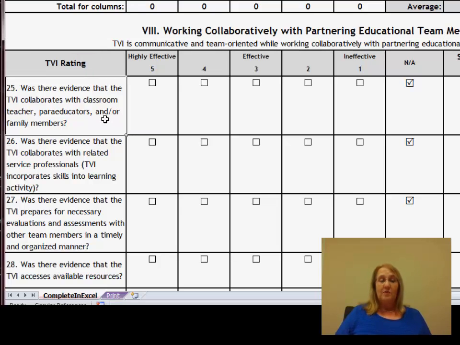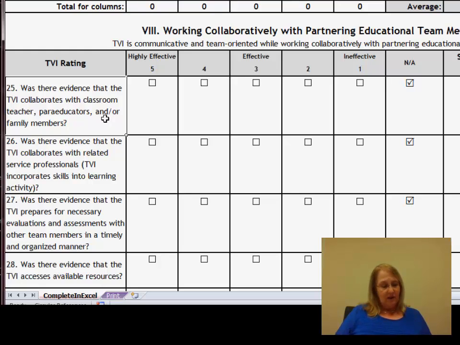And does that mean you would be seeing that actually happening? Probably not, because you're probably working one-on-one with the student. So here you're looking for evidence of the use of materials or things that came from the other team members that were incorporated in the lesson.